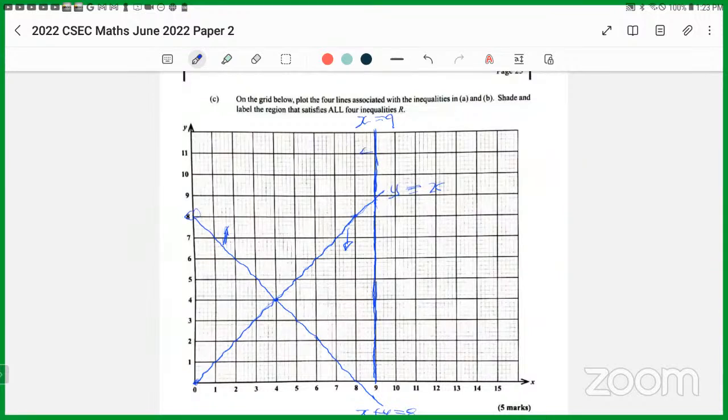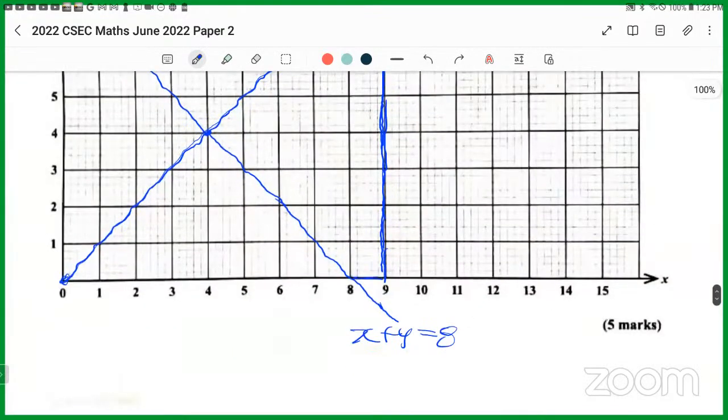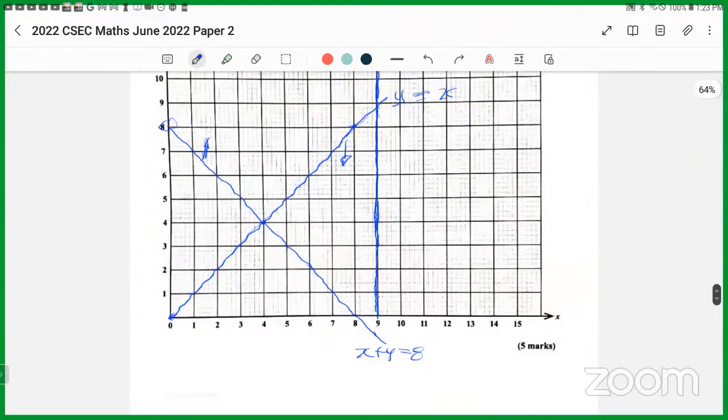So the region that we want is somewhere inside here. And notice it is above this horizontal piece here. So these are 2 vertices, you know. All right, let's continue.